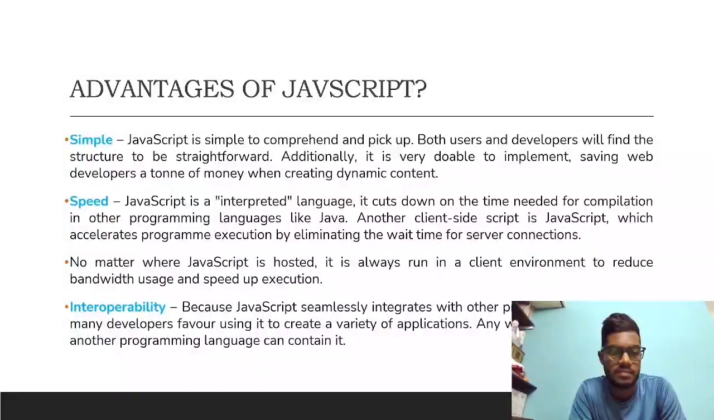Next is speed. JavaScript is an interpreted language. It cuts down on the time needed for compilation in other programming languages like Java. JavaScript is a client-side script, which accelerates program execution by eliminating the wait time for server connections. No matter where JavaScript is hosted, it is always run in the client environment to reduce bandwidth usage and speed up execution.